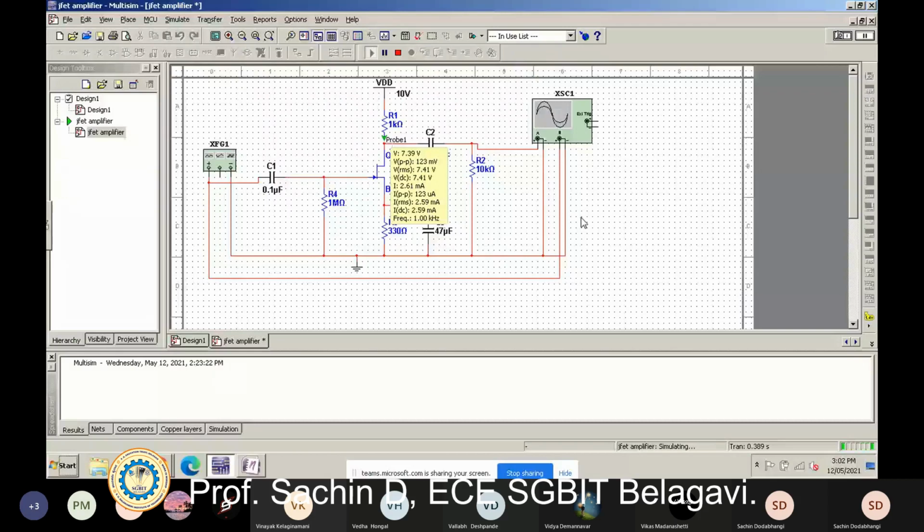If you are using a mobile, you can zoom in at the first probe. I have connected a voltage probe there, and you are getting 7.36 to 7.4 volts at that point. And the frequency, you can also check, is 1 kilohertz. I'll connect one more probe, you will come to know.